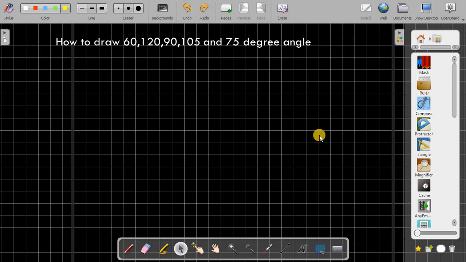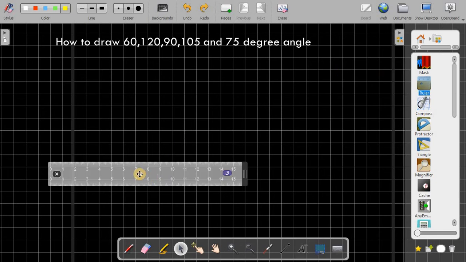Hello dear student, this tutorial is going to be important for you because we will draw various angles by using only ruler and compass. Means here we will do practical geometry. Many students have confusion about drawing these angles. So here your problem will be sorted out. First of all, you must have a ruler with you.